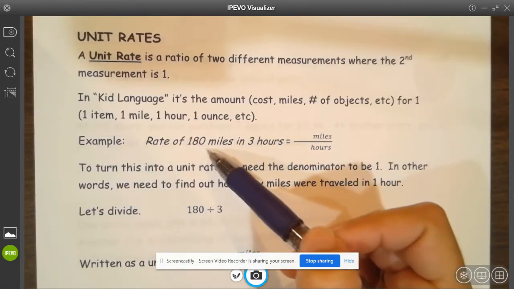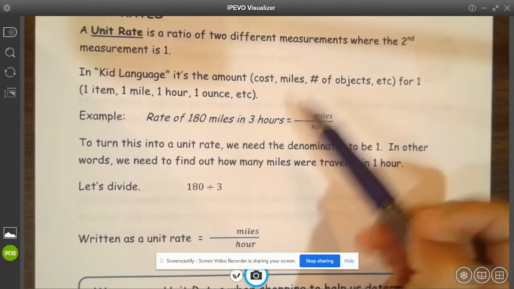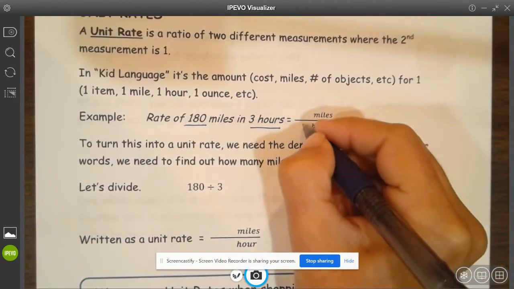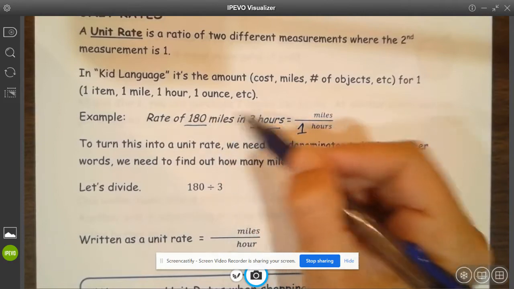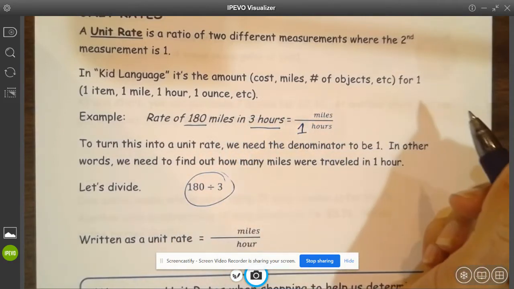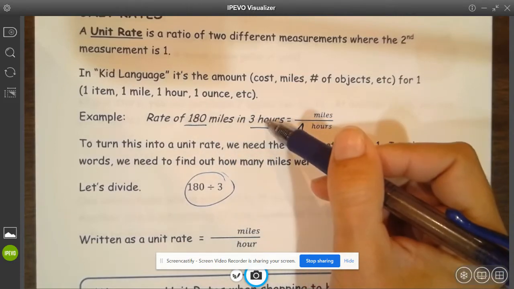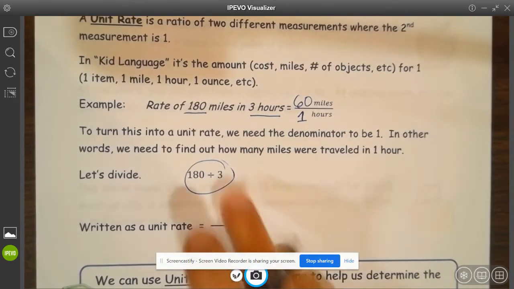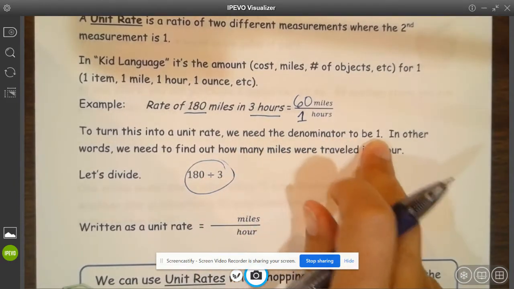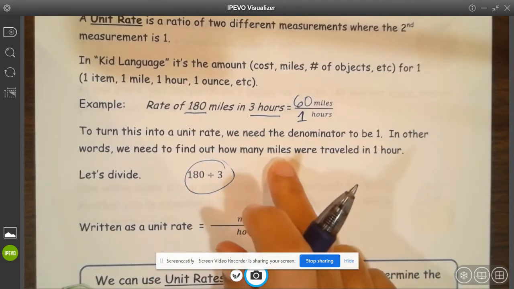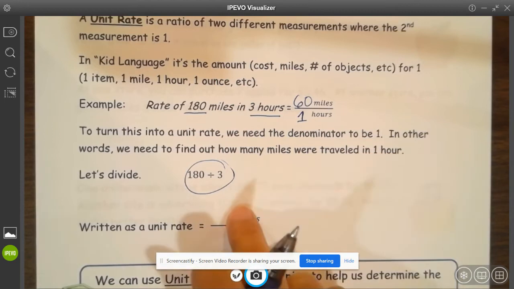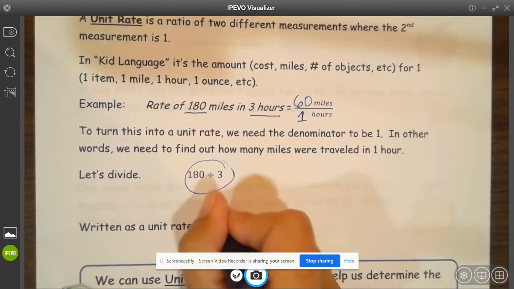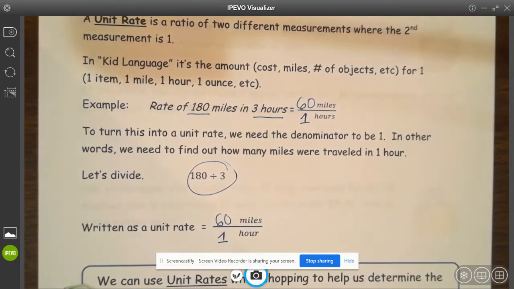Example, a rate of 180 miles in 3 hours. Okay, so if we have 180 miles in 3 hours, how many would there be in 1 hour? So if you divide, like we do here, you divide 180 by 3 hours, you get 60 miles per hour. So to turn this into a unit rate, we need the denominator to be 1. In other words, we need to find out how many miles were traveled in 1 hour. So you divide 180 divided by 3, you get 60 miles per hour.